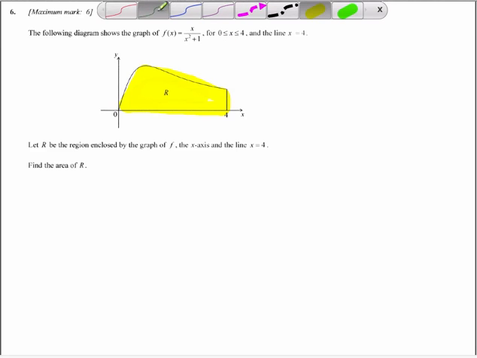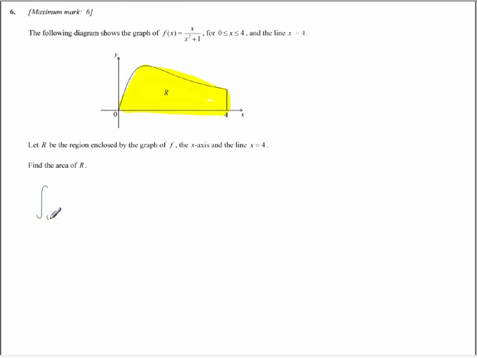Okay, and you want to find the area between the curve, the line x equals 4, and the x-axis, so this part here. And this would be a simple integral question, from 0 to 4 of x over x squared plus 1 dx. Okay, so I saw a lot of mistakes here where you set up the integral correctly, but you take the wrong derivative of this integrand. So that was maybe the most common mistake here.